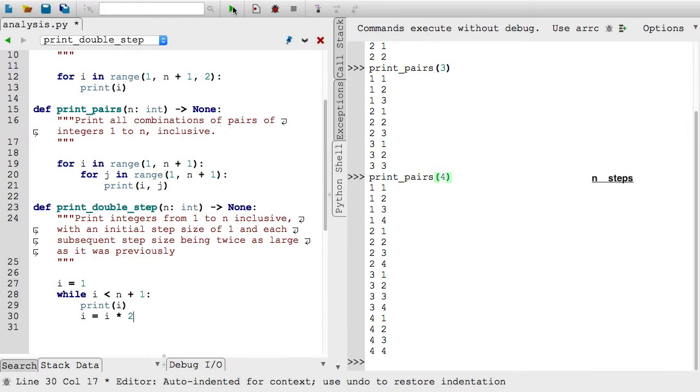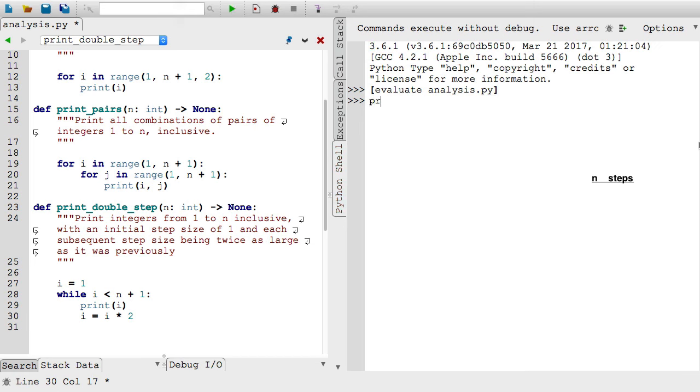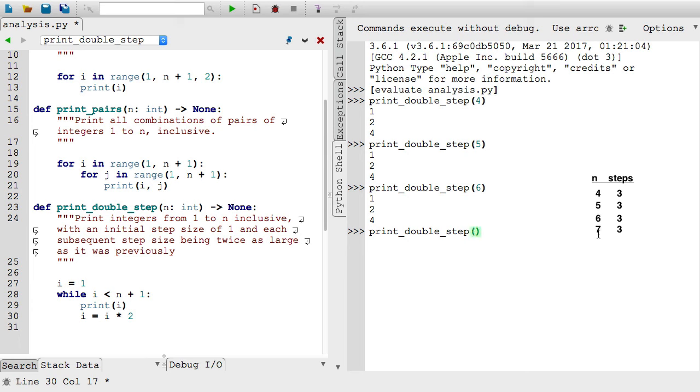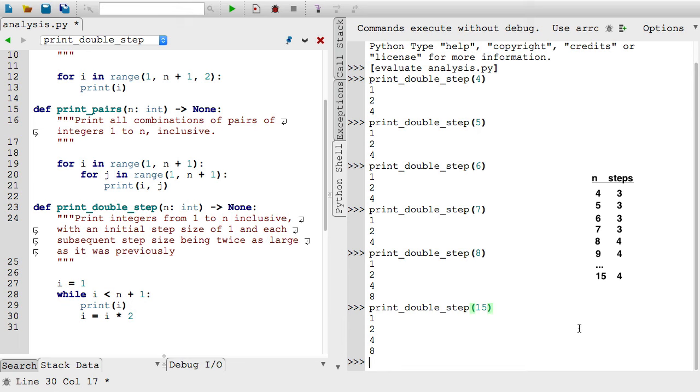Let's consider how many integers are printed for various values of n. Let's start with n equal to 4. In that case, 3 integers would be printed, the integers 1, 2, and 4. How about when n refers to 5? In that case, there would still only be 3 integers printed, the ints 1, 2, and 4. The same goes for when n refers to 6 and 7. It's not until n refers to 8 that we then have a 4th integer being printed. When n refers to the values 8 through 15, there are still only 4 ints printed.